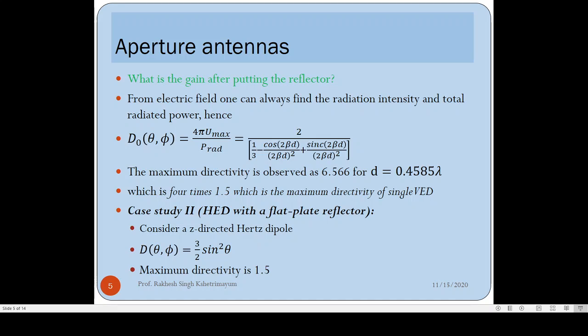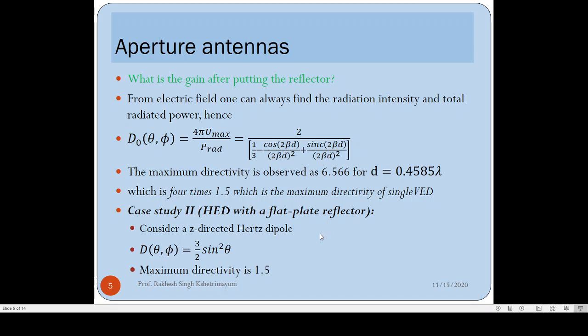We can also analyze another structure. Instead of a vertical electric dipole, let's say I have a horizontal electric dipole with a flat plate reflector. You can still consider the z-directed Hertz dipole, which had directivity of 3 by 2 sine square theta. At theta equal to pi by 2, maximum directivity is there, which is 1.5. So now can I increase this directivity by putting a flat plate reflector?